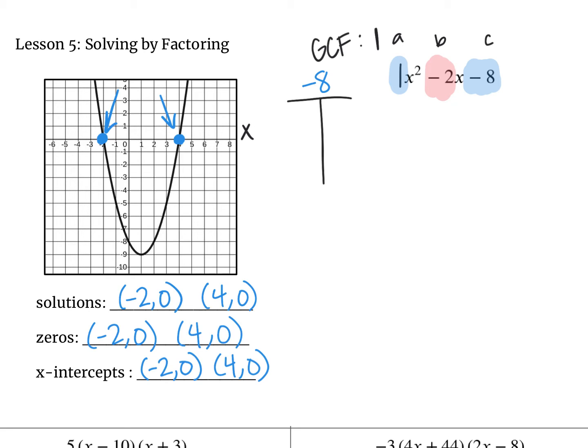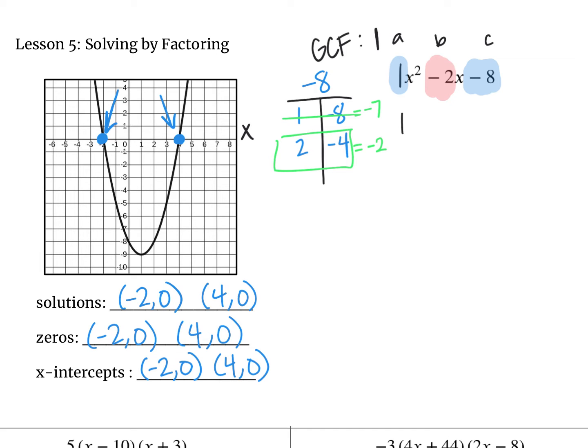So factors of -8 would be 1 and -8, 2 and -4. So if we add these together, 1 plus -8 is -7, so it's not going to be these factors. And 2 plus -4, that gives me -2. So these are our factors we want to use because they add up to the b value. So we're looking at these. So now that we found these two factors, we're going to use that to split the middle term into 2 different terms.